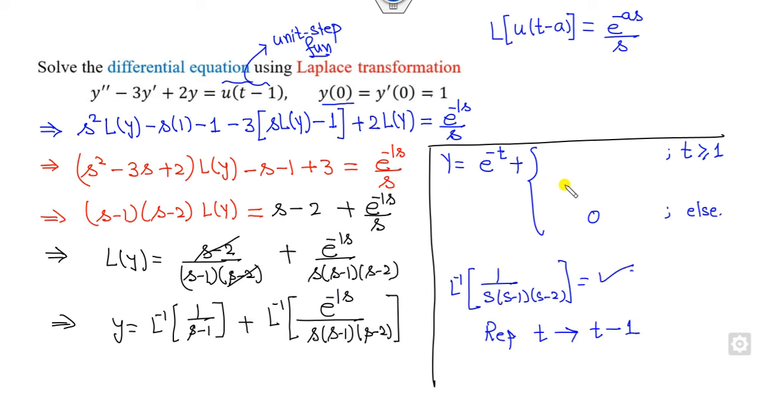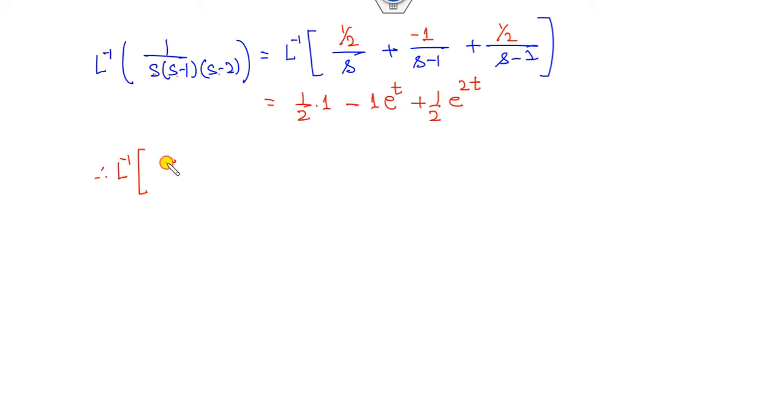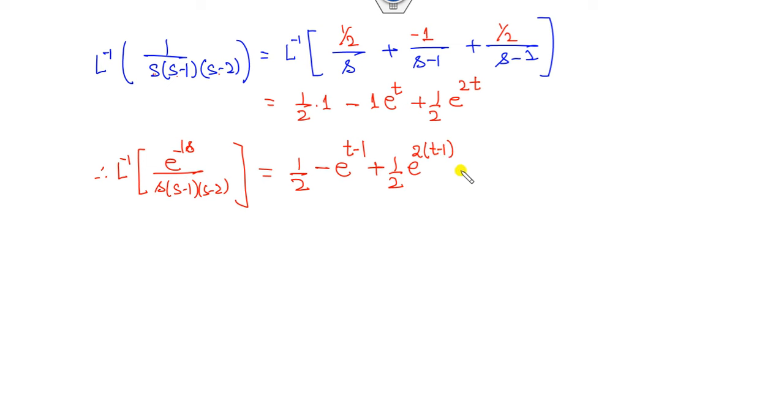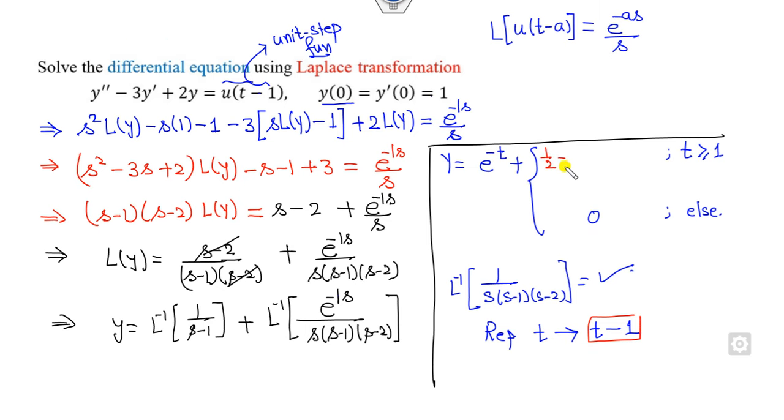Now I can substitute this value here, replacing t with t minus 1. So that means Laplace inverse of e raised to power minus 1s over s(s minus 1)(s minus 2) will be half, minus e raised to power t minus 1, plus half e raised to power 2 of t minus 1. Fine. You can take the two cases: whenever t is greater than 1, and whenever t is less than 1 it's 0. So it's half minus e raised to power t minus 1 plus half e raised to power 2t minus 2. Otherwise 0 is the right answer of this problem.